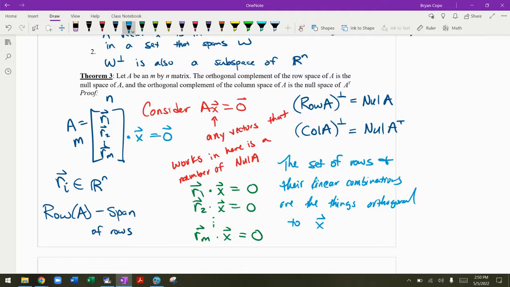Okay, now let's try and prove the second part of it, that the column space's orthogonal complement is the null space of A transpose. The row space of A transpose is equal to the column space of A, because rows become columns, right? And by the theorem that we just proved, the row space of a matrix, its orthogonal complement, is the null space of the matrix itself, which in this case is A transpose.